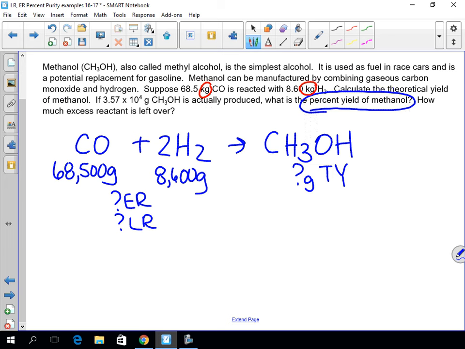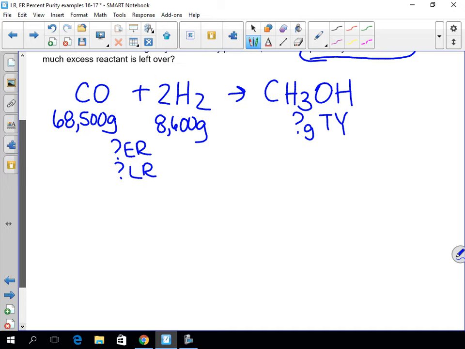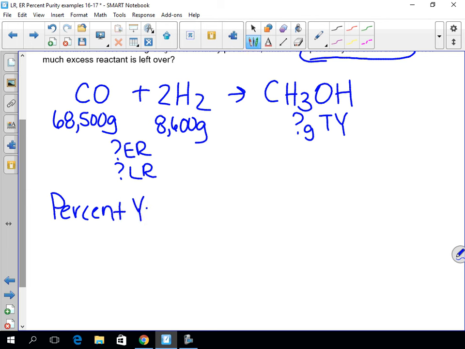What I want to add here and talk to you a little bit about is the percent yield. We did do this last year, and you probably will remember a good bit of this. The formula for percent yield is telling you how well did you do actually producing what you said you're going to produce. So we know we can figure out how much we're theoretically supposed to make based on the balanced equation. And then we go and actually do the experiment and we produce some amount of methanol.